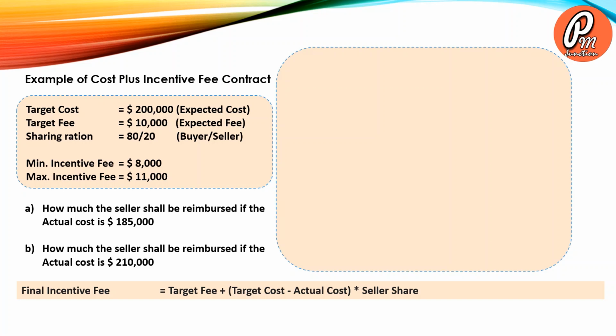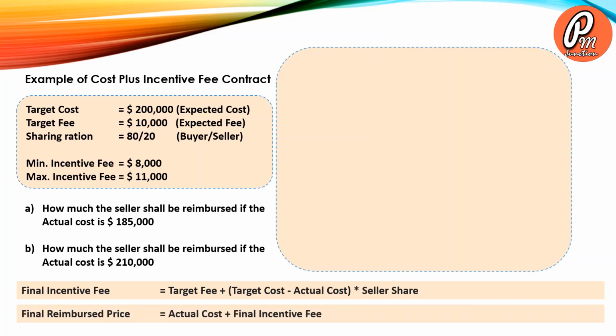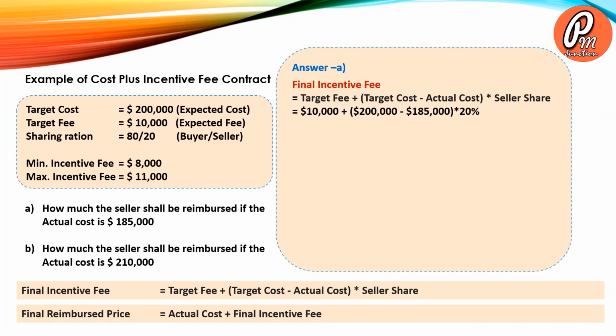So the formula for calculating final incentive fee is target fee plus the difference between target cost and actual cost multiplied by the seller share ratio, and the final reimbursed price equals actual cost plus final incentive fee. So let's try to calculate first the final incentive fee. The target fee is $10,000, the target cost is $200,000, and the actual cost is $185,000, multiplied by the seller share ratio, which is 20%. So the final incentive comes out $13,000.